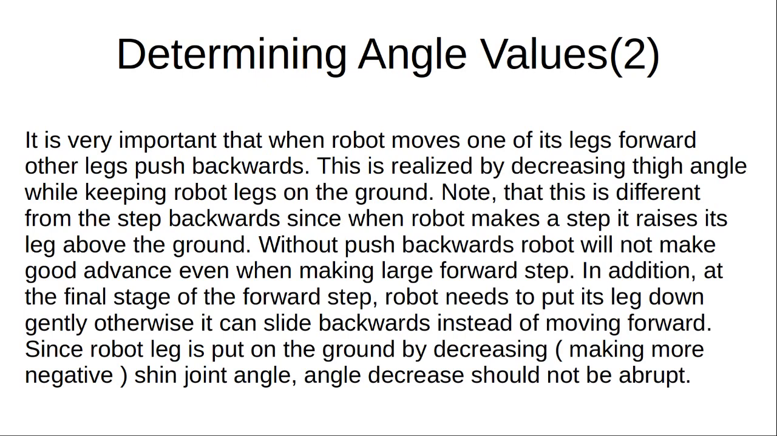In addition, at the final stage of the forward step, robot needs to put its leg down gently, otherwise it can slide backwards instead of moving forward. Since robot leg is put on the ground by decreasing or making more negative shin joint angle, the decrease should not be abrupt.